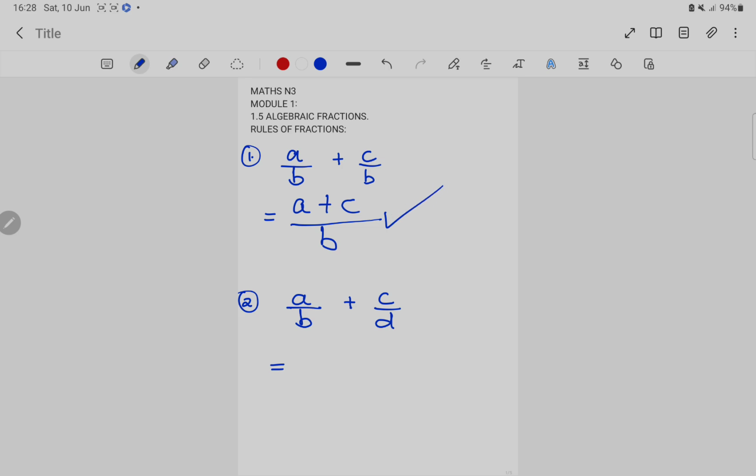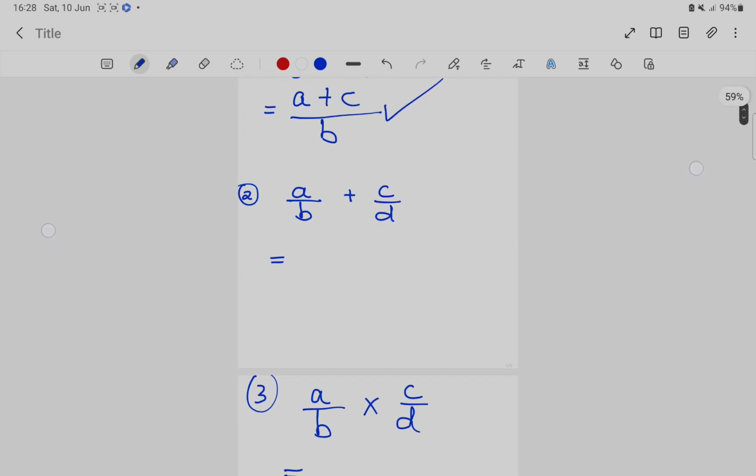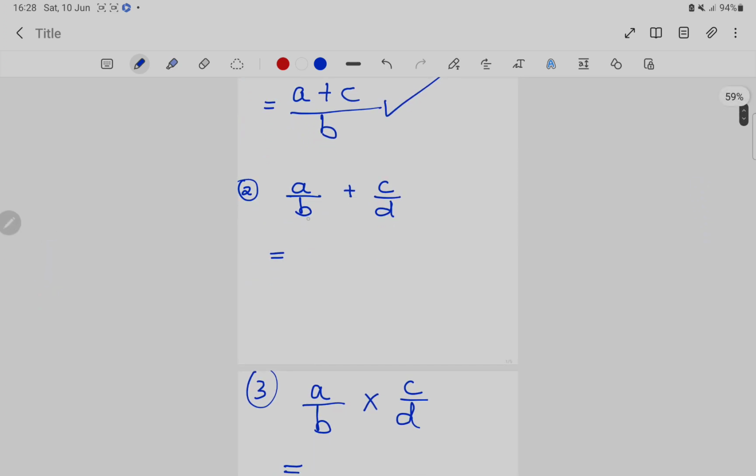Coming now to the second fraction. The second fraction that has been given is A over B plus C over D. So we can see here the denominators are not the same. Then can we add A plus C if the denominators are not the same? How do we make the denominators the same?